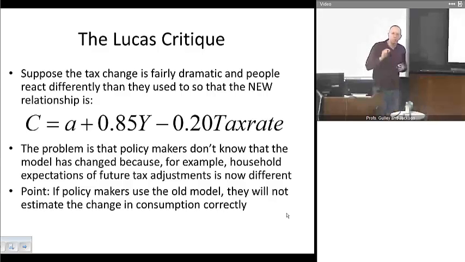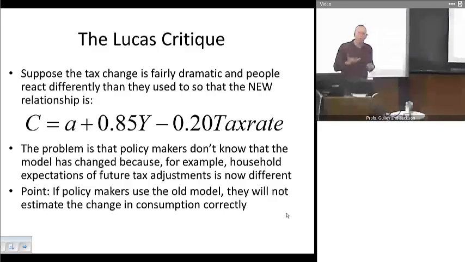Policymakers don't know that the model has changed because they haven't had enough time to observe enough data to estimate a new statistical model to allow them to figure out what the new coefficients would be. So in other words, they're operating as if the coefficient on real income was still 0.95 and as if the coefficient on tax rates was still minus 0.05, when in fact they're different. And so it should be pretty clear then that if policymakers are going to make estimates on the impact of consumption based on tax rate change, they're going to be incorrect because they're using an incorrect model.